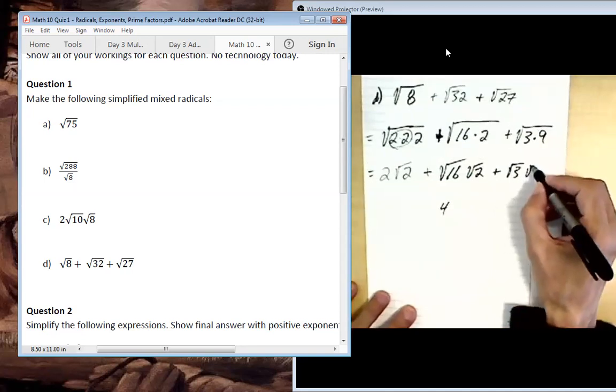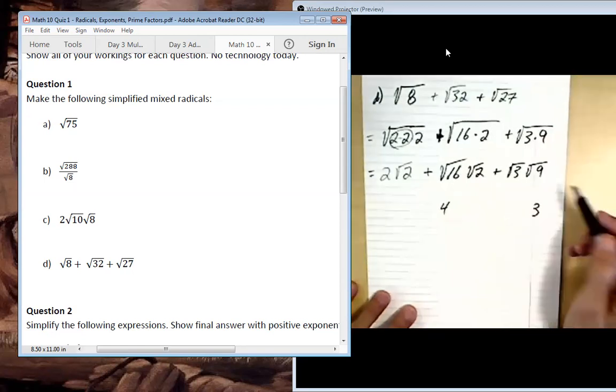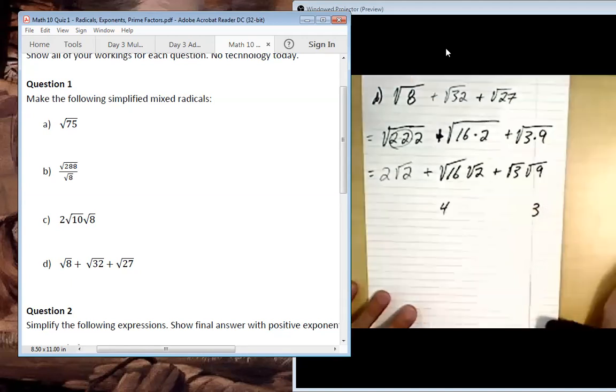Someone said 3 times 3. Yeah, so that's getting a little bit ahead there, sort of skipping, doing this part in your brain. Absolutely. You do the split. What's the square root of 9? 3. Just like that.